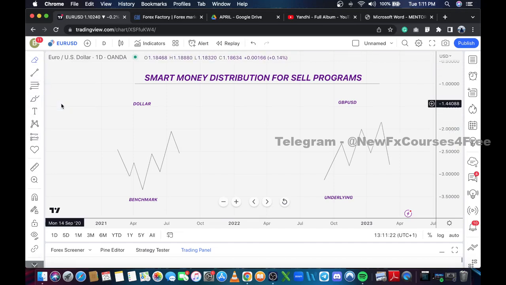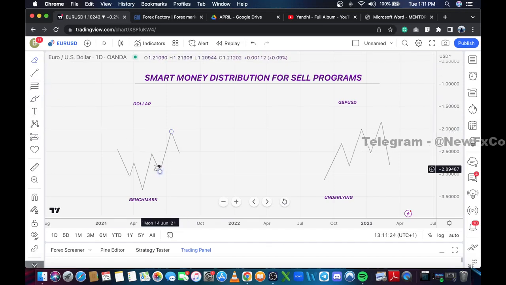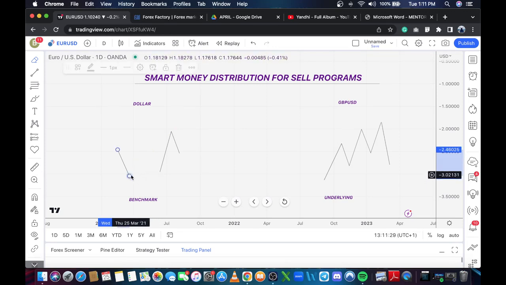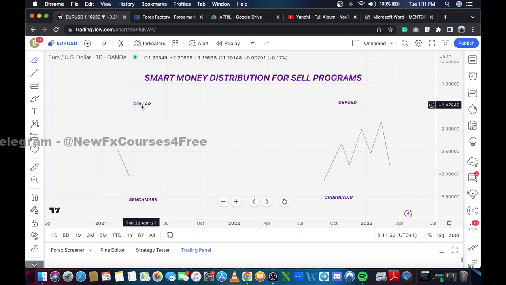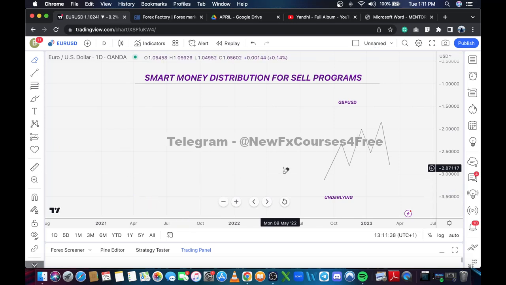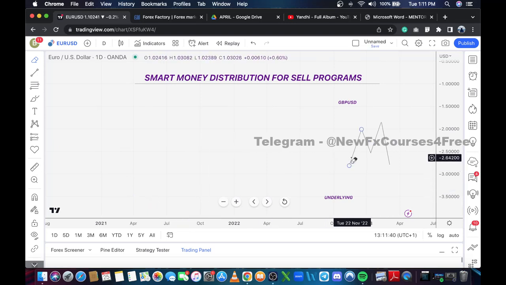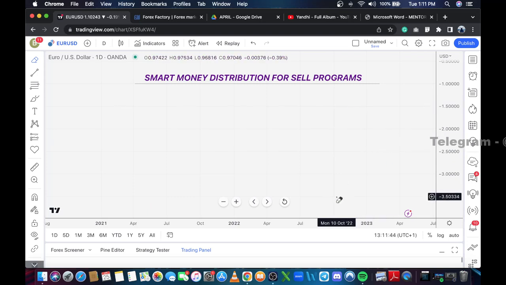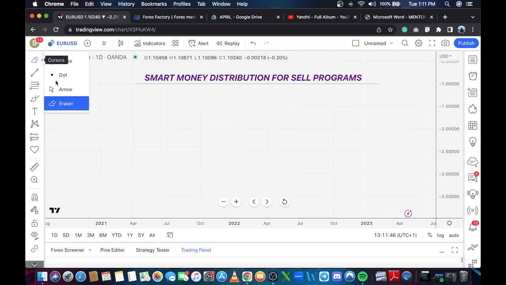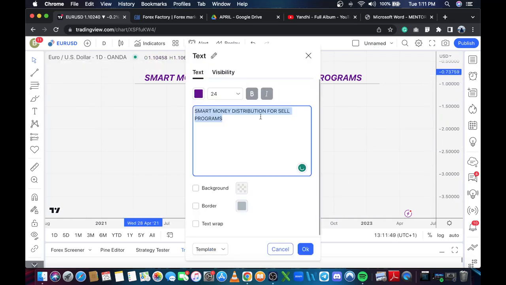So hopefully that was a little bit easy to understand. So what I'm going to do here, just to reinforce the concept, is a quick summary of all the things we've talked about so it makes sense. Now we're going to go first off into smart money accumulation for buy programs.